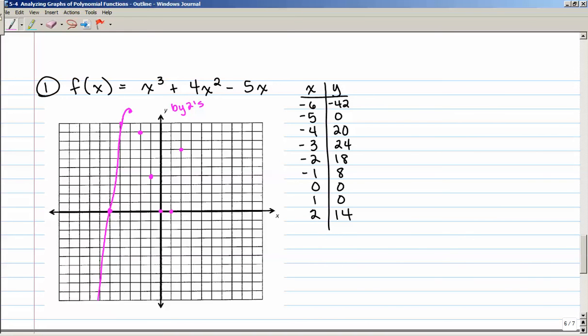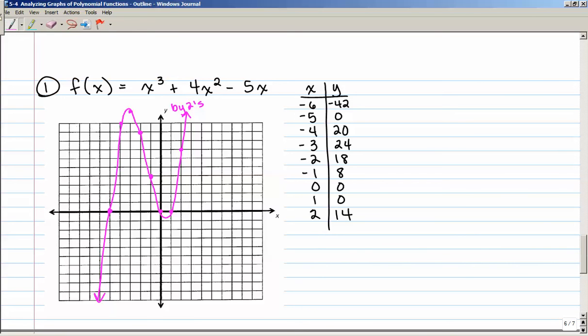And it goes way down real fast, actually a lot faster than that. And then between 0 and 1, it goes up again like that. So my graph looks something like that. It's a little fuzzy over here.